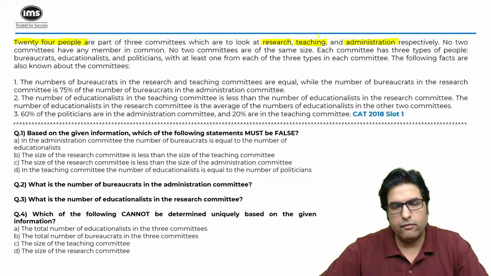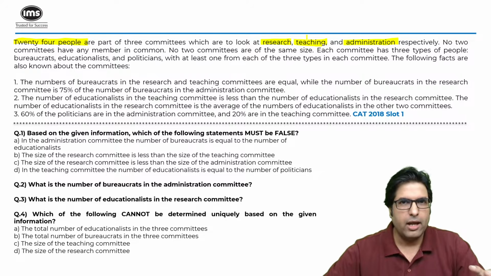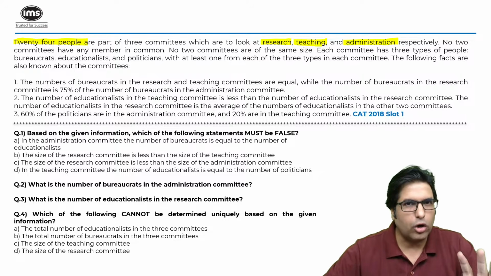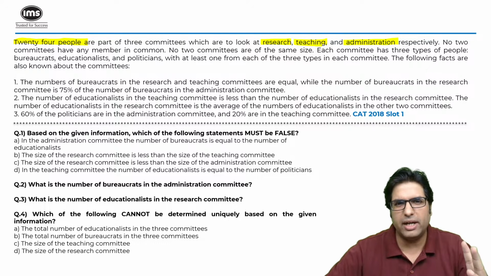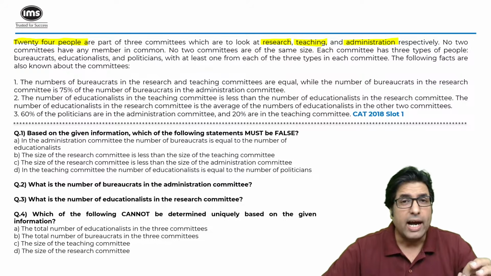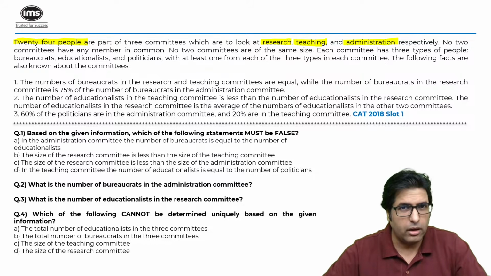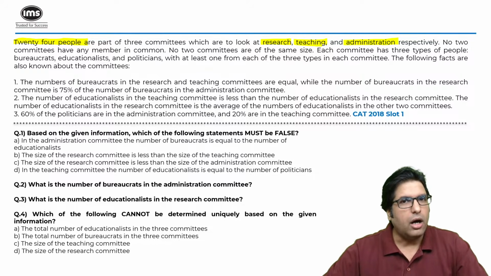Now, believe me, once you read this much, there could be two possible thoughts that might come to your head, which is just on the basis of this, the moment you see three committees, research, teaching, administration, and there are 24 people who would be a part of this, a lot of aspirants would feel that there is a possibility that this is a set based on Venn diagram.